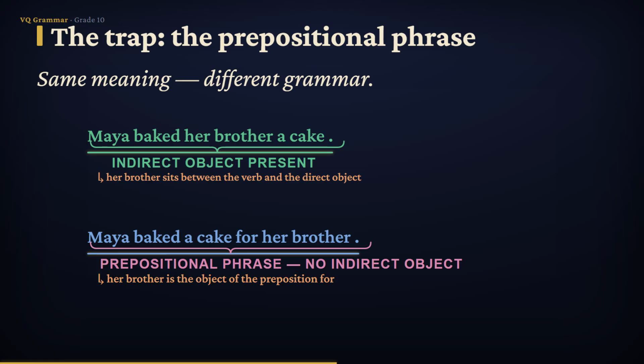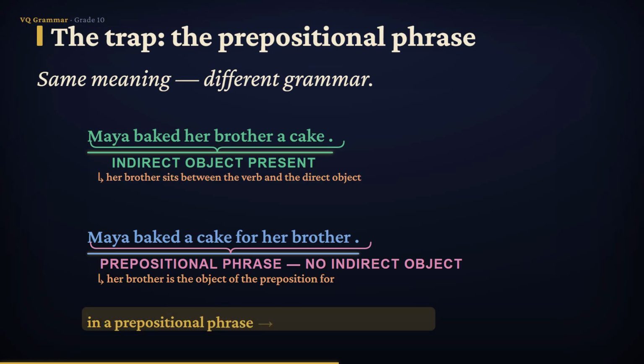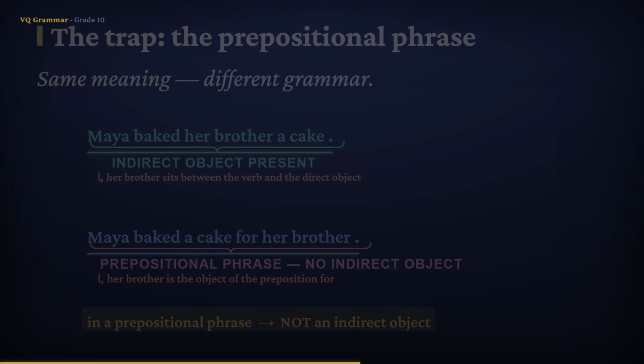And here is the iron rule. A word inside a prepositional phrase is never an indirect object. Never. So the second sentence has a direct object, a cake, but no indirect object at all. Same idea, different structure. Watch for the little words to and for. When you see one, the noun behind it belongs to the phrase, not to the verb.